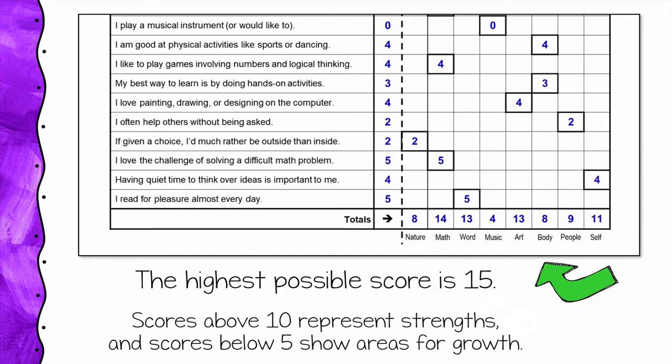The highest possible score in any area is 15 because there's 3 statements and the highest you can get for each one is 5. So I generally felt like scores above 10 represent strengths and scores below 5 show areas where maybe growth is needed if the student desires that. So that's the paper format. That's my original format that I came up with many years ago when I first learned about MI theory.